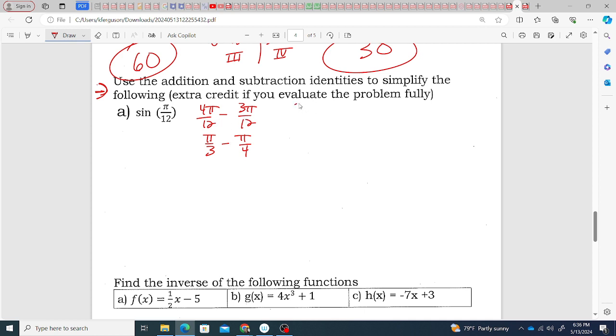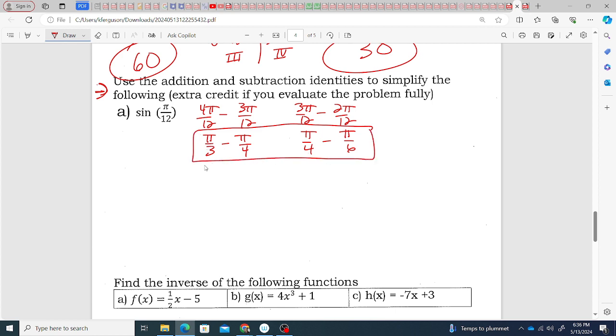Now, you could say 3 pi over 12 minus 2 pi over 12. That reduces to pi over 3 minus pi over 6. Nope, sorry. That's pi over 4. So pi over 4 minus pi over 6. Now, why did I do this?